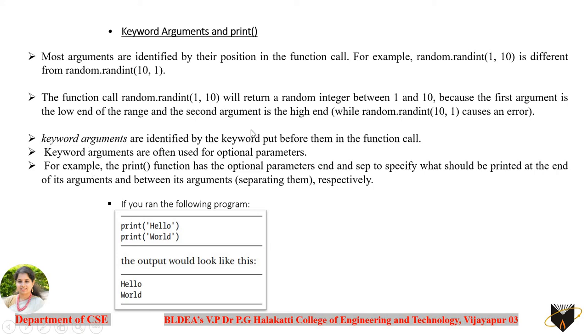Keyword arguments are identified by the keyword put before them in the function call. Keyword arguments are often used for optional parameters. So for example, see this print function here. What has been done here? Print hello, print world has been done.